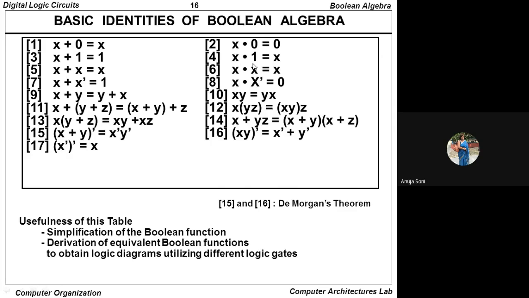Similarly, x into 1 means if one of the operands is 1, then the result of the Boolean expression will be entirely dependent on the other operand x. If the value of x is 0, it will give you 0. If the value of x is 1, then it will give you 1. That means if one of the operands is 1, the result will be dependent on the very first operand. Similarly, x into x will always be equal to x, and x into x dash will be equal to 0.